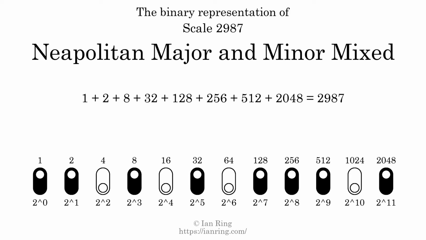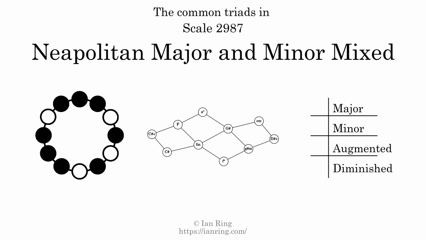The scale number not only enumerates the scale with a unique index, but it also literally describes the tonal content of the scale. Represented as a binary number in base 2, the scale number is 101110101011. Here are the common triads present in this scale.